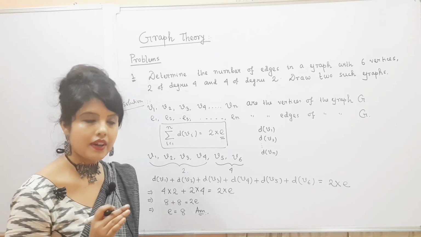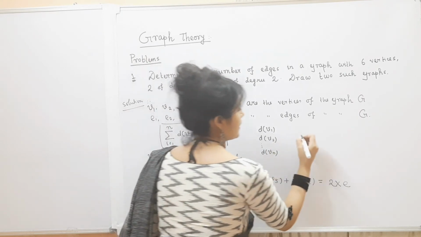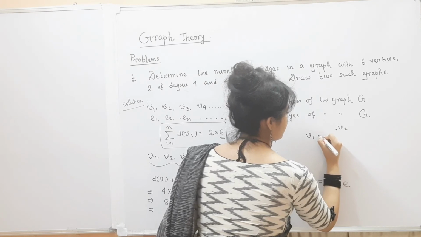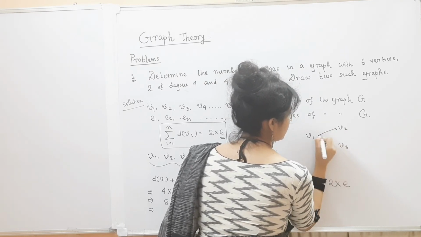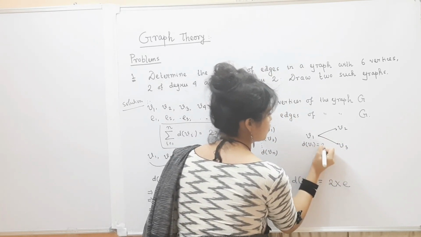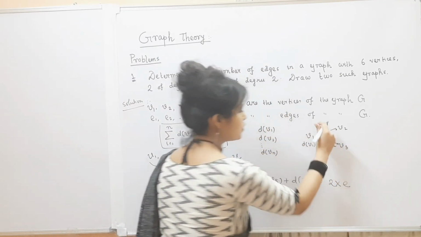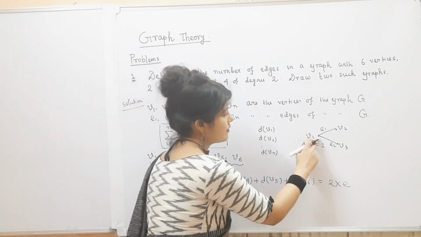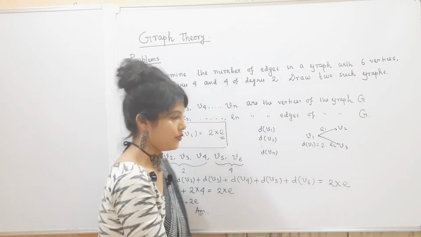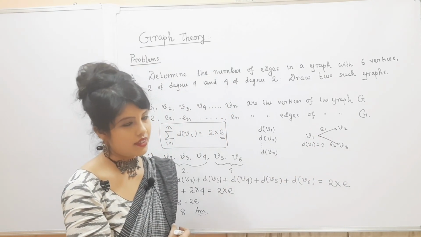And what is the degree of a vertex? That is the number of edges associated with the vertex. Suppose this is V1, this is V2, and this is V3. Then the degree of V1 is 2. Why? Because two edges, E1 and E2, are associated with the vertex V1, that is, V1 is the endpoint of the two edges E1 and E2. So the degree of V1 is 2. That is the definition of the degree of a vertex of a graph.